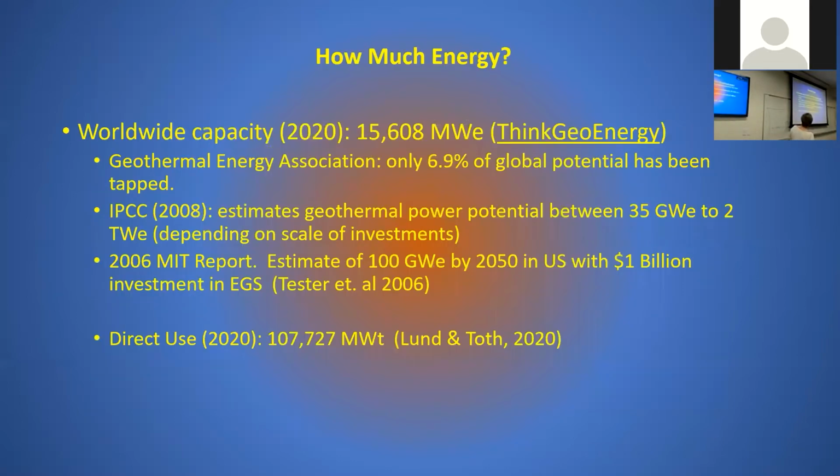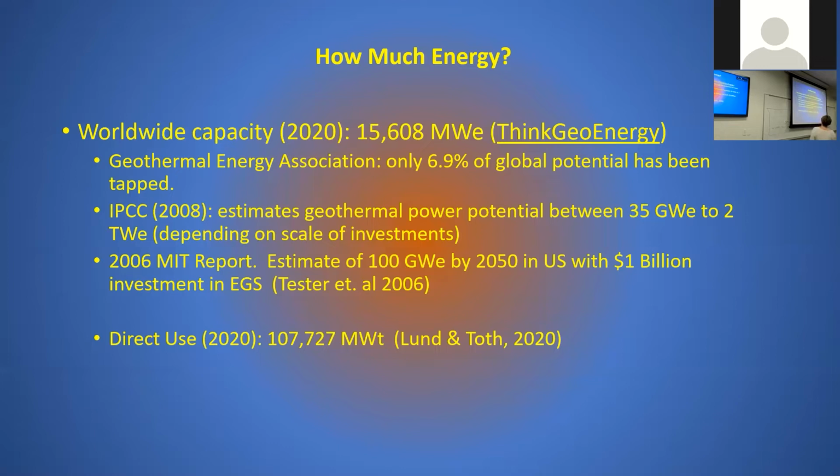How much energy? At this point, we're at about 15,000 megawatts, and that little e means electricity. So that's what we generate in terms of electricity. A megawatt is going to supply maybe 1,000 people. So 15,000 times 1,000, that's 15 million people getting their electricity. The Geothermal Energy Association says we've only developed maybe 6.9% of what we really know about in terms of really hot water that's out there. So there's a lot more out there.